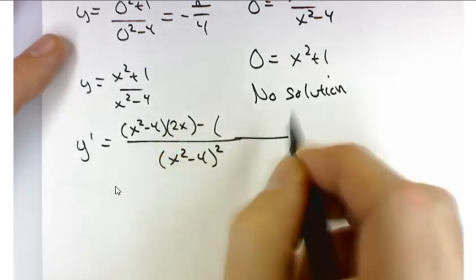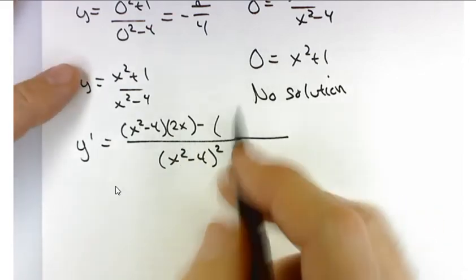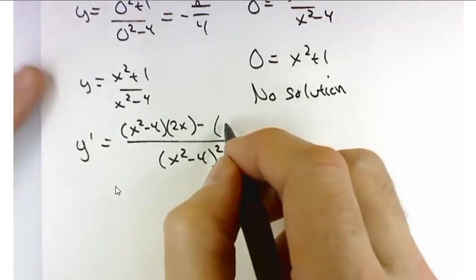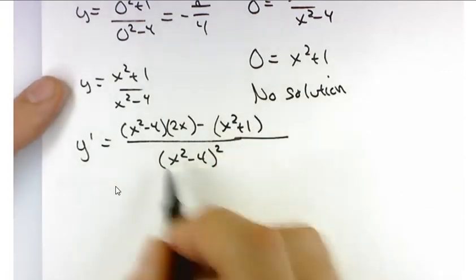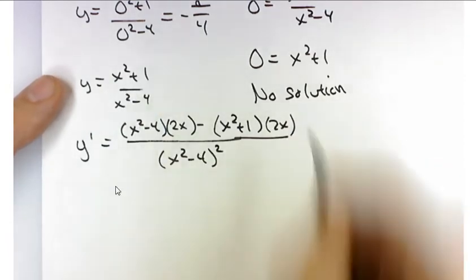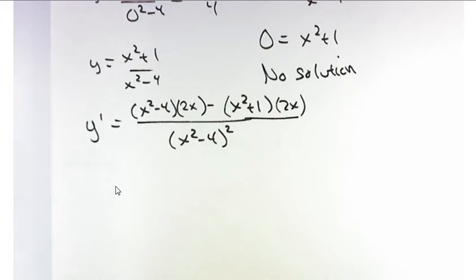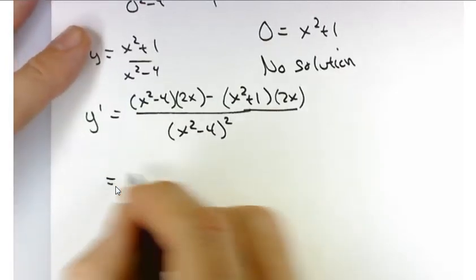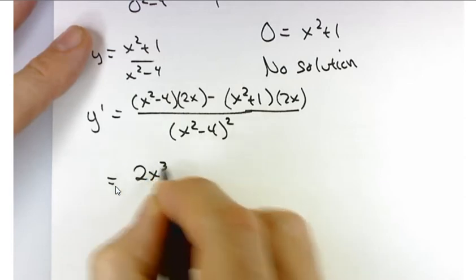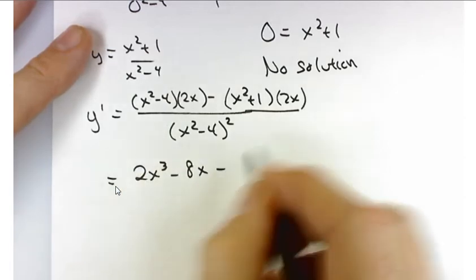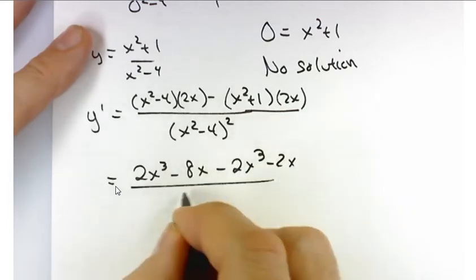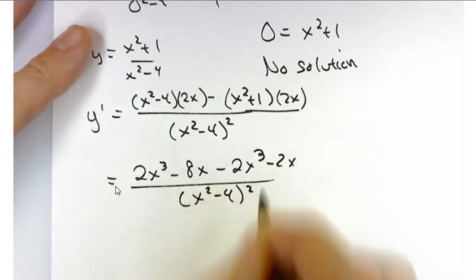minus what? The numerator times the derivative of the denominator. So x squared plus 1 times 2x again. And we should clean that up a little bit. Here I'm going to distribute the 2x. Here I'm going to distribute a negative 2x. So I'll get 2x cubed minus 8x minus 2x cubed minus 2x over x squared minus 4 squared.